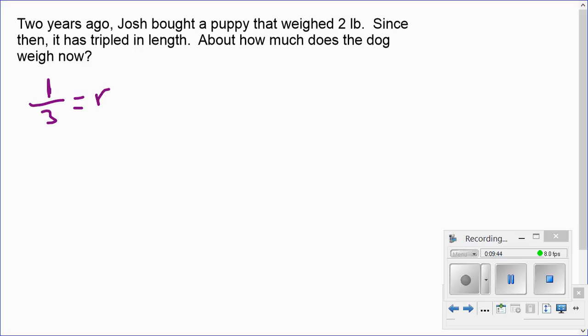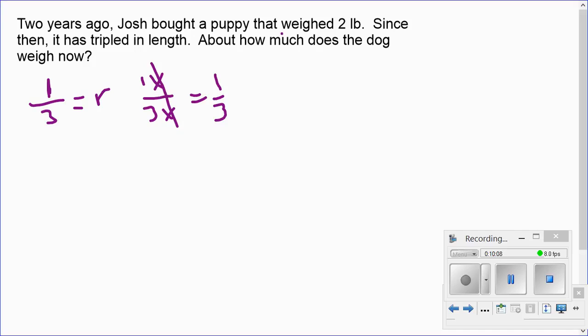Another way you can think about that is if you want to use x, x was the original length, and then tripled in length would be 3x. So the x's simplify, cancel out, and I'm left with 1/3. So if you're not sure how we got the 1/3, you can do it that way. X was the length, and then 3x was the new length. Simplifies to 1/3. Okay, so anyway, we're getting R.